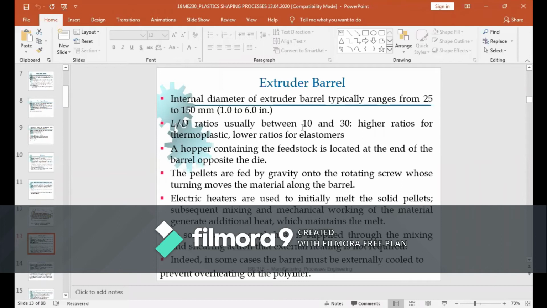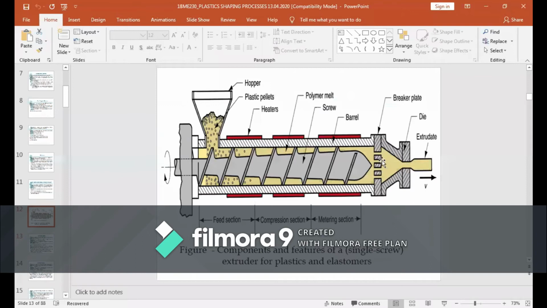Okay, the hopper, already discussed, is located at one end of the barrel opposite to the die. Where is the die? I will show in the diagram. This portion is called the die. Here they will not use the word mold, they will use the word die. Whatever the cross section of the die will be your final product. Whichever product comes out is called the extrudate. Whatever the geometry of the die will be the shape of the final product.